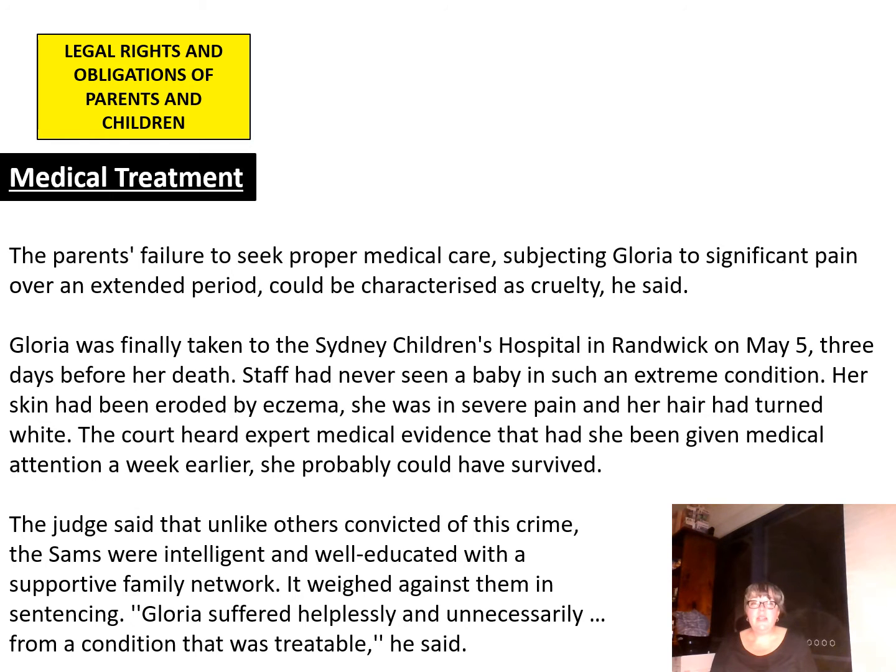The parents' failure to seek proper medical care, subjecting Gloria to significant pain over an extended period of time, could be characterised as cruelty, he said.